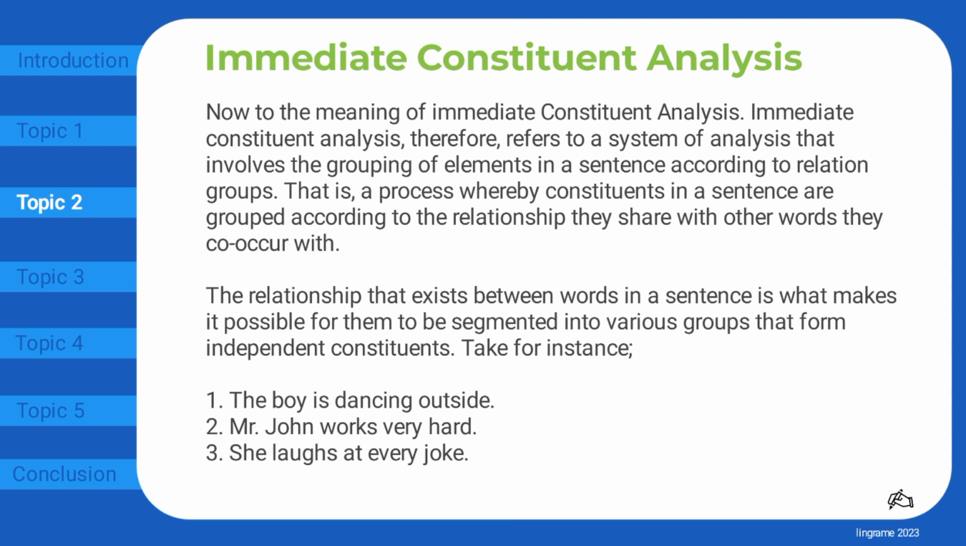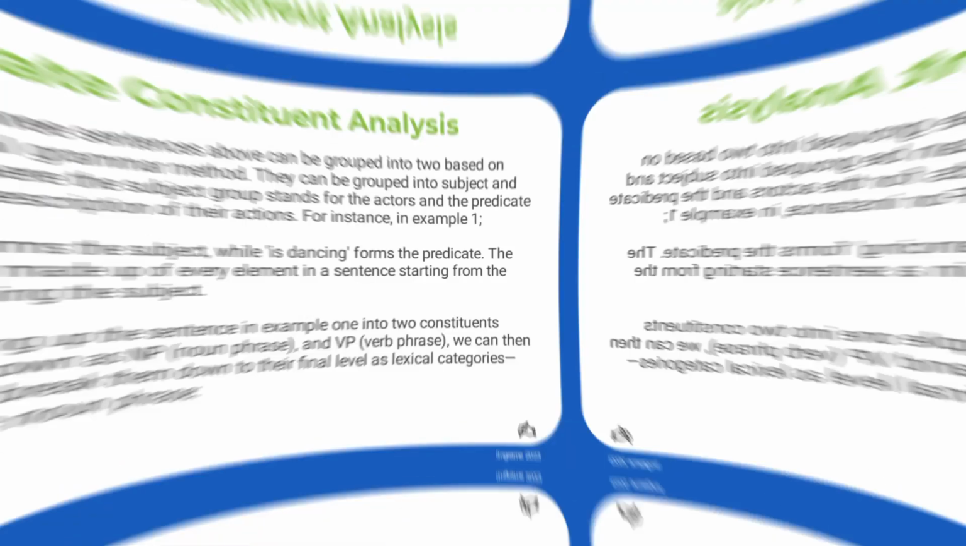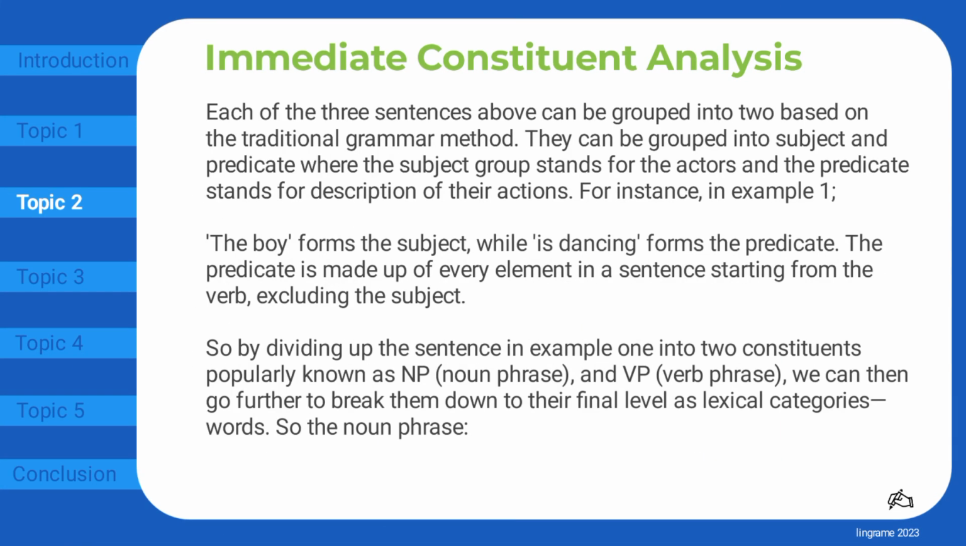Take for instance, the boy is dancing outside. Mr. John works very hard. She laughs at every joke. Each of the 3 sentences above can be grouped into 2 based on the traditional grammar method. They can be grouped into subject and predicate, where the subject group stands for the actors and the predicate stands for description of their actions. For instance, in example 1, the boy forms the subject, while his dancing forms the predicate. The predicate is made up of every element in a sentence starting from the verb, excluding the subject.